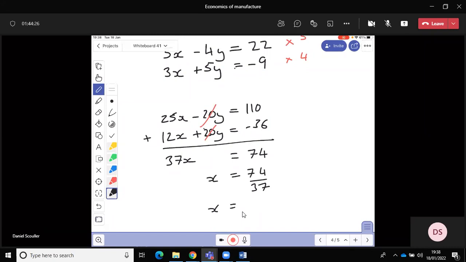So 37 times 2. So 30 times 2 and then 7 times 2 and add them together. It's probably the easiest way. So 30 times 2 would be 60. 7 times 2, 14. Add them together. So 74 divided by 37 would be 2.